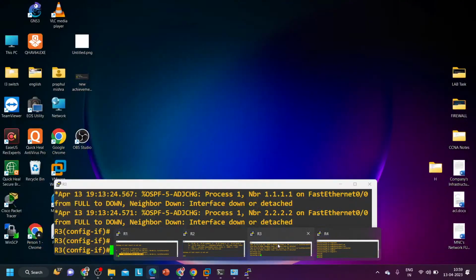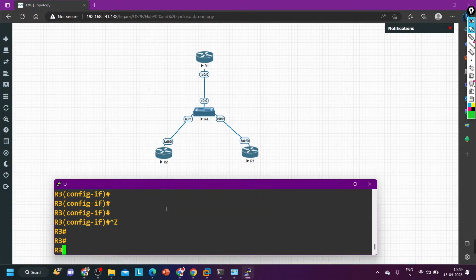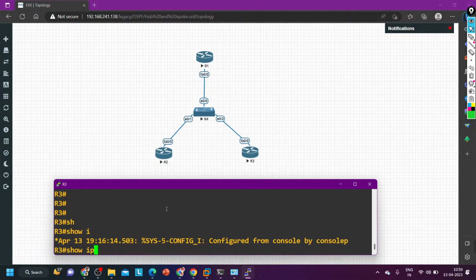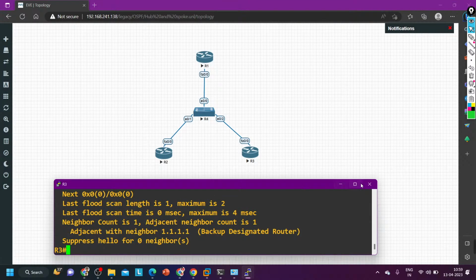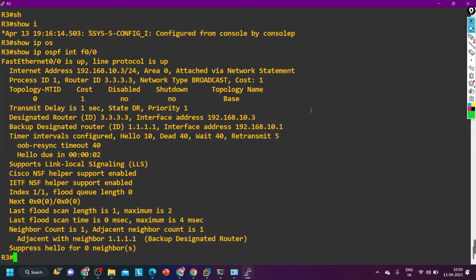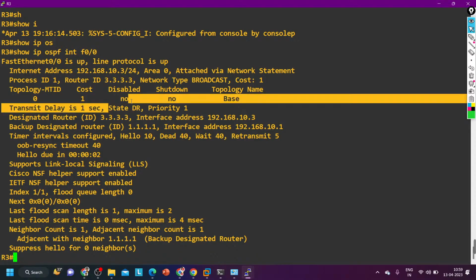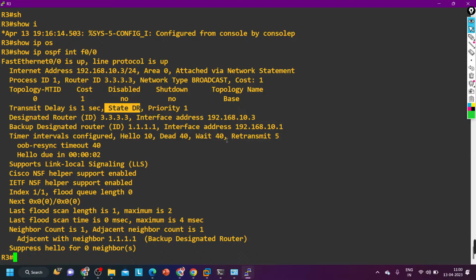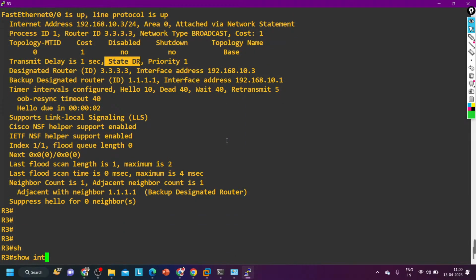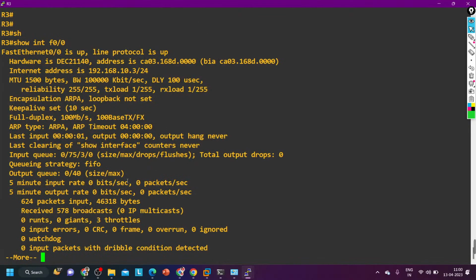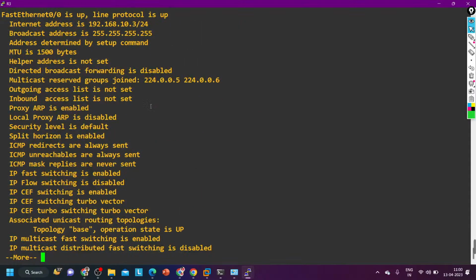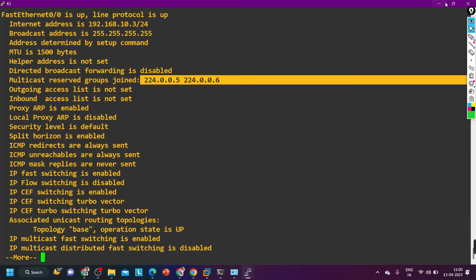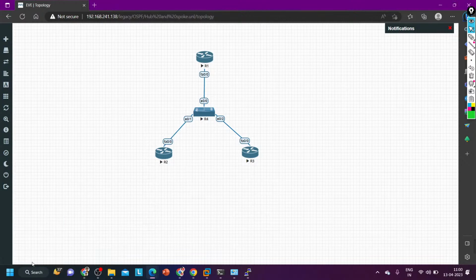Yes, sir. On router number 3, show IP OSPF interface F0/0. This router is my DR. So actually the problem is my branch office router has become what? DR. And on interface F0/0, this router has joined how many multicast groups? 2. Yes or no?